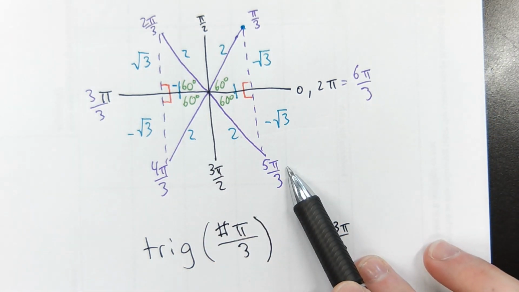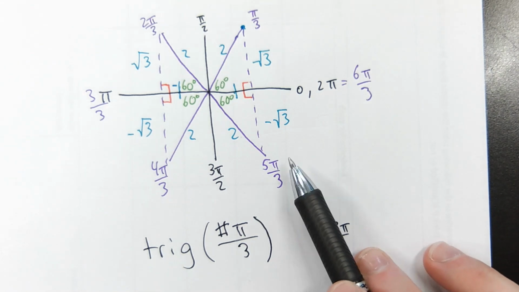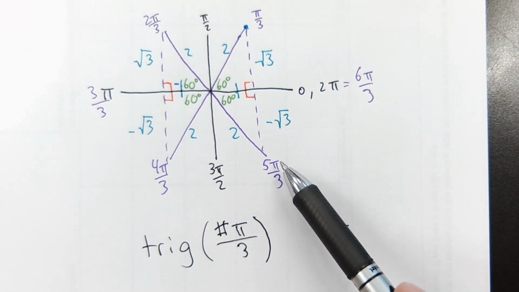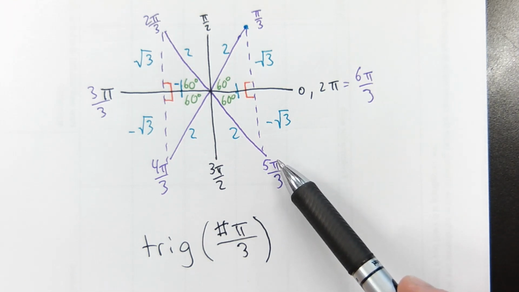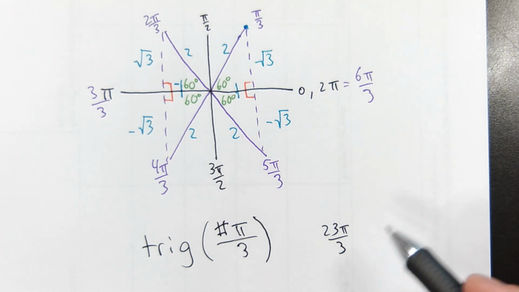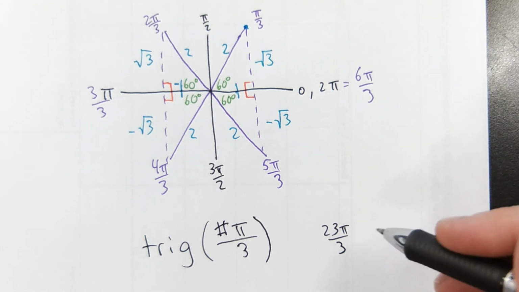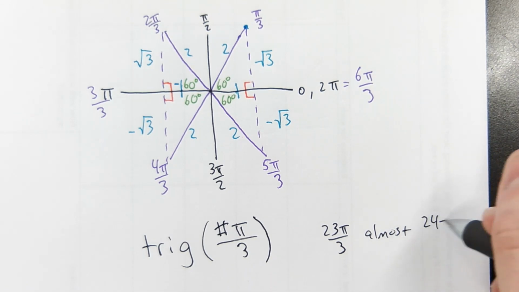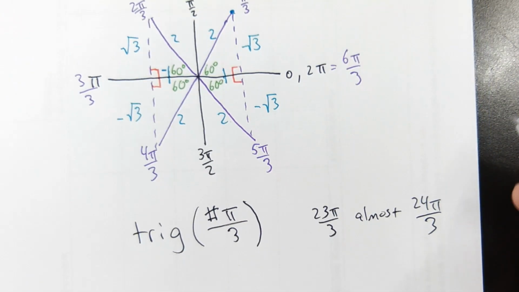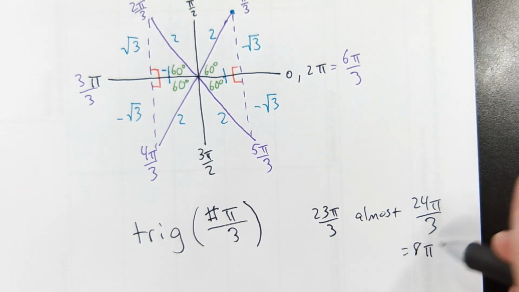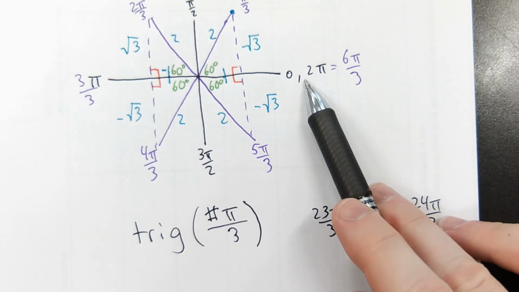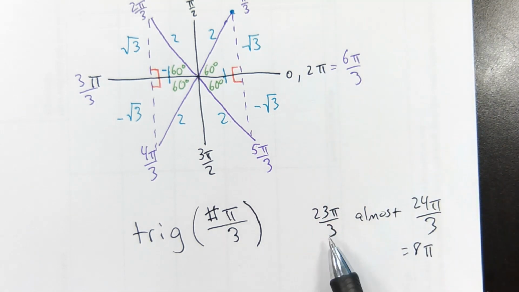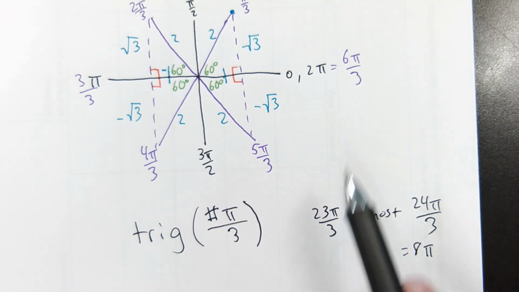Out of complete coincidence, I landed down here in quadrant 4 again. But this is the 23rd pi over 3 right here. How would we have recognized that? Because 23 over 3 is almost 24 over 3, which is 8 pi. And once again, this is where we find our even pi's. So 0, 2, 4, 6, 8 pi's all land here. So this is 1/3 of a pi before right here.